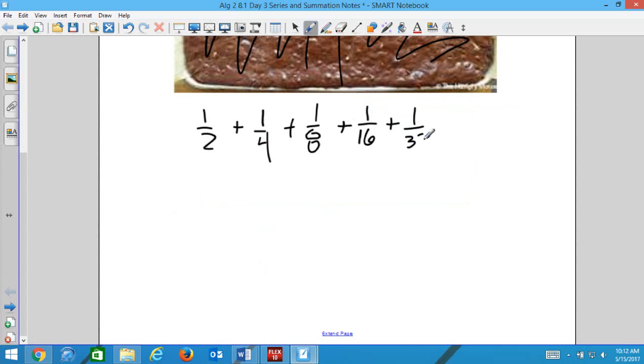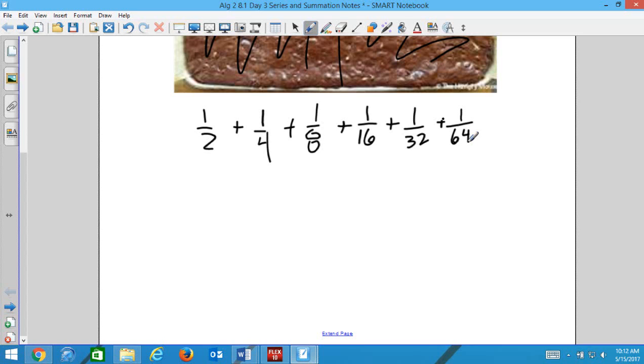1/32. What are you doing each time? Multiplying the denominator by 2. Okay, but instead of multiplying the denominator by 2, you could also say we're halving each time, multiplying by half each time, but either way is fine.